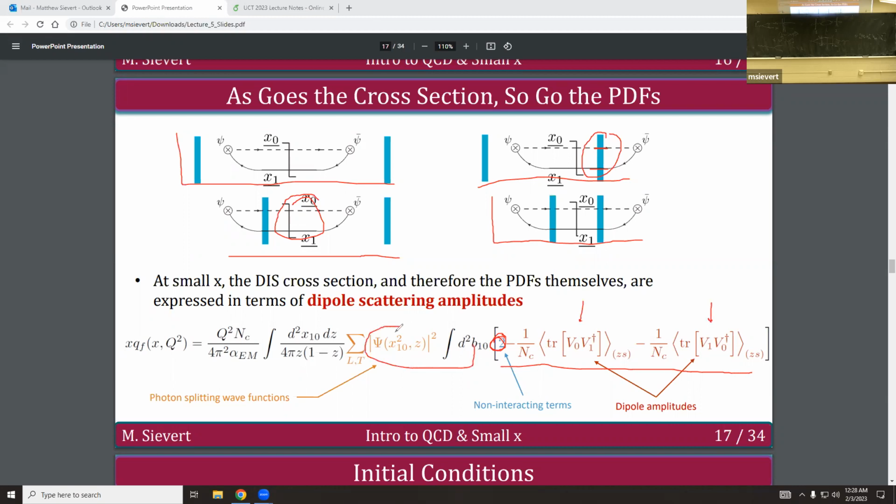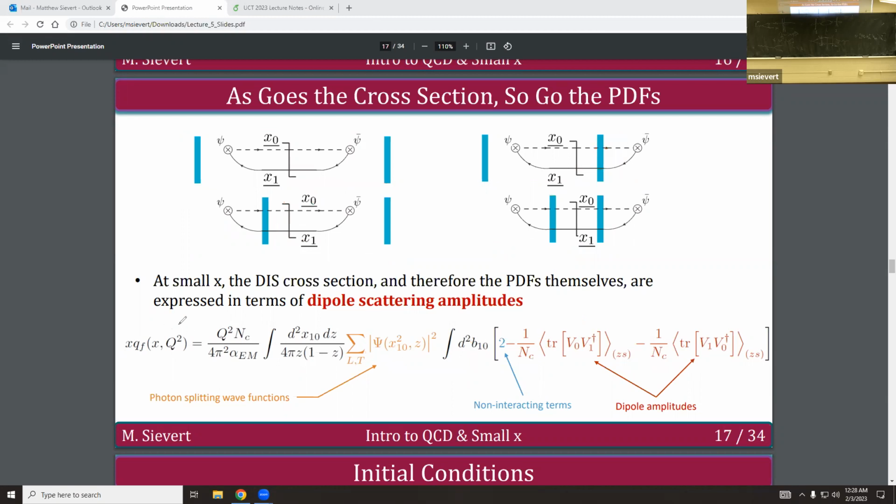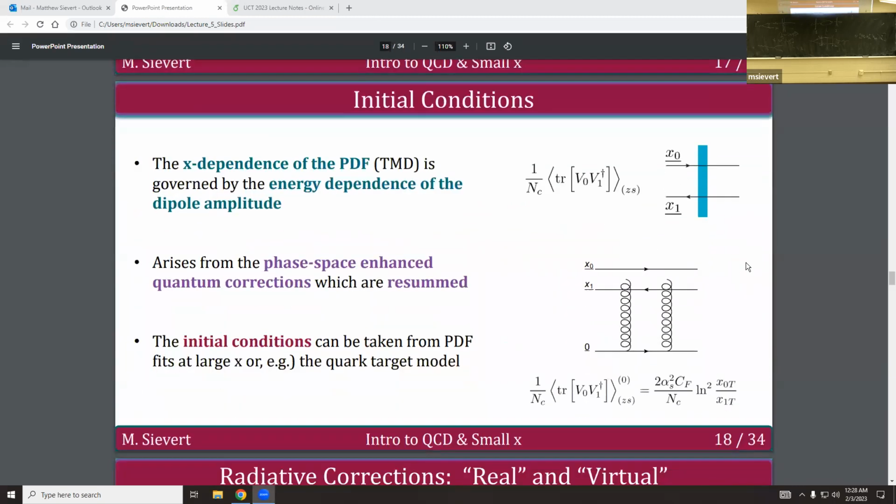And then everybody has the same wave functions, the same light front wave functions to split that virtual photon into a quark anti-quark pair. So that's the starting point: you can get PDFs and you can get cross sections in terms of those Wilson line scattering operators. Okay, you can choose initial conditions for the scattering operator.